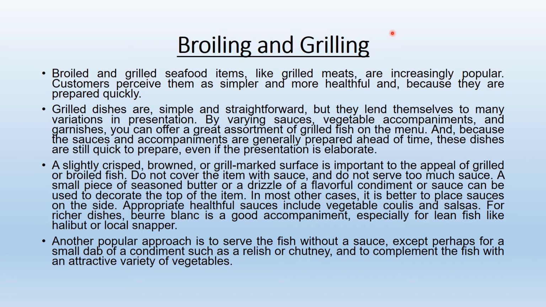So for example, over here it says by varying sauces, vegetables, accompaniments, and garnishes, you can offer a great assortment of grilled fish on the menu. So you can add different types of sauces, different types of vegetables, and different garnishes, so that later you can have a big assortment of grilled fish on your menu.